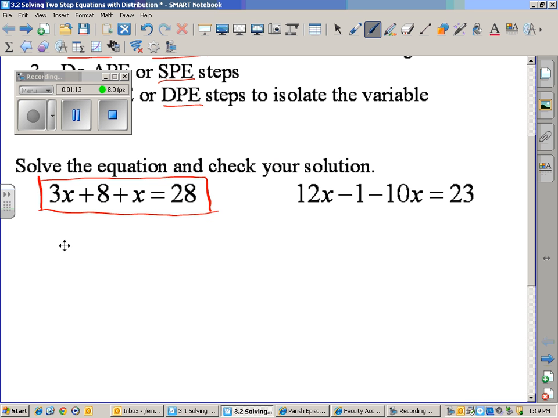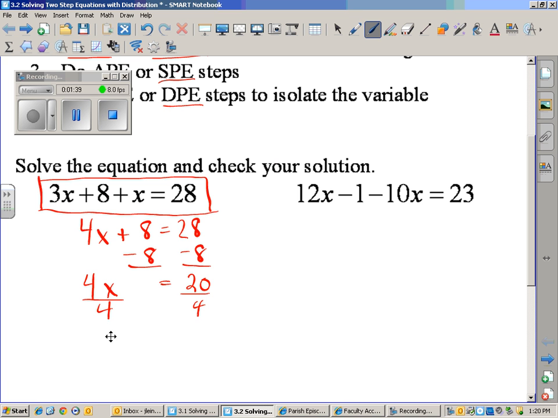Let's collect our like terms when we rewrite. I don't see any distribution because there's no parentheses, so I'm going to rewrite it. 4x plus 8 equals 28. And this is kind of a review. This is like what we did in 3.1. We'll subtract 8 from both sides, bring down the 4x. Got one last thing to do, the division. And x equals 5, I think.